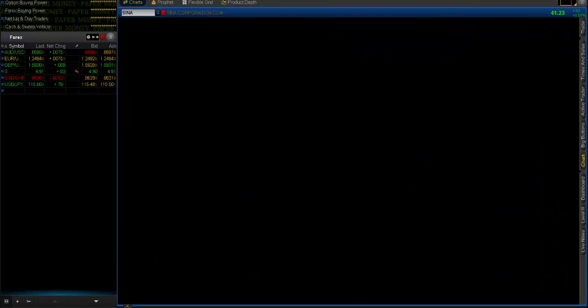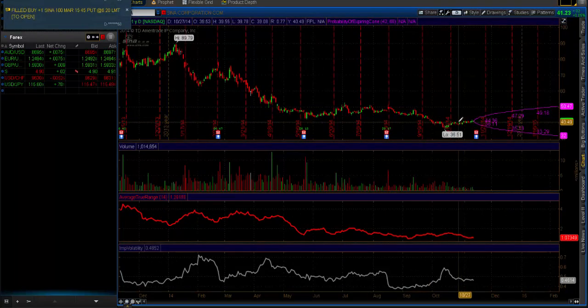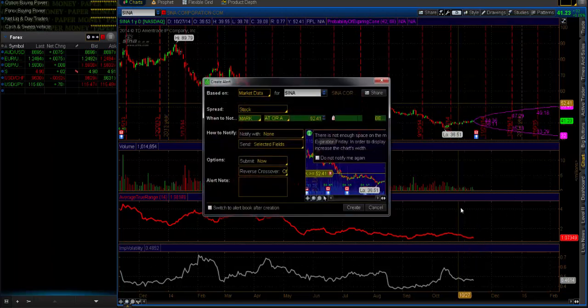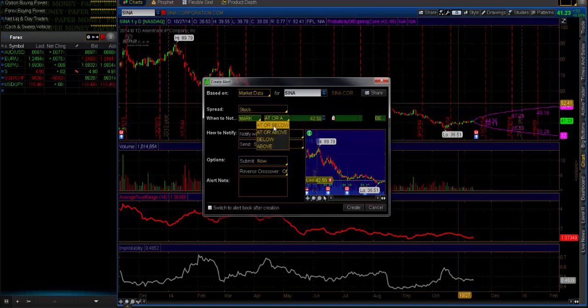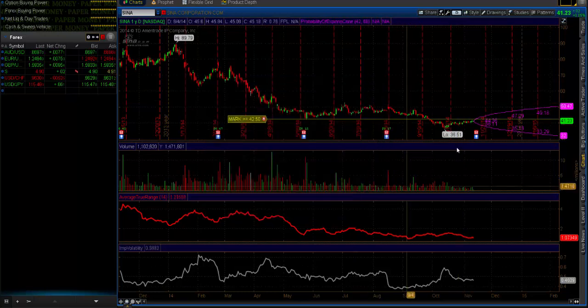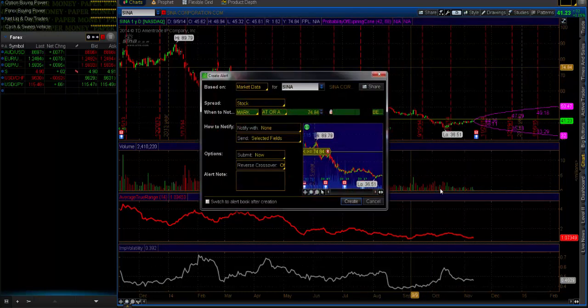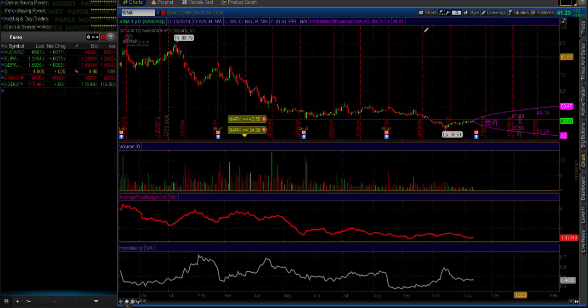So we're going to buy, and then I'm going to go to the chart, and because I don't like using stop losses in the options market, I'm going to put an alert. So I'm going to create an alert at my stop loss of 42.5, which will tell me to take action at or above. So we're going to create an alert right there. Then I'm going to create an alert at my target, and that will be at or below. And my target was 34.30. So let's go ahead and create the alert right there.